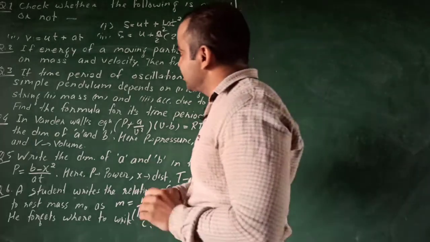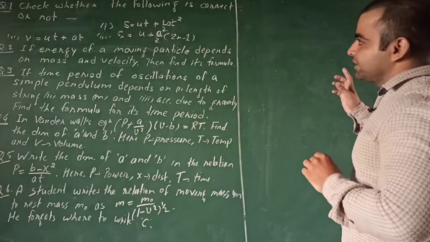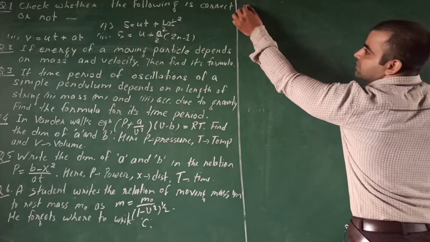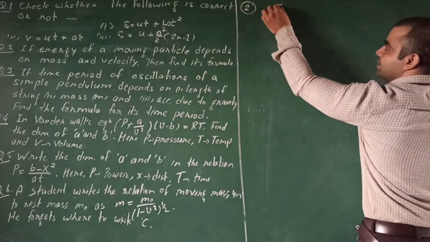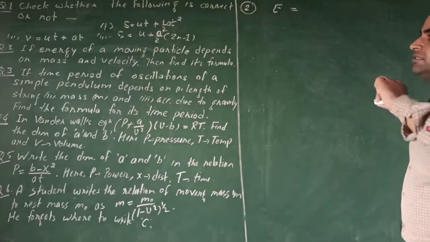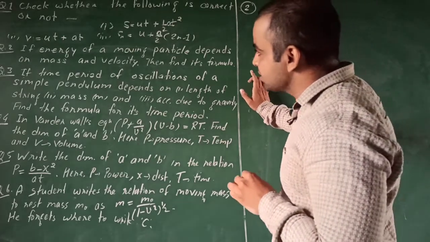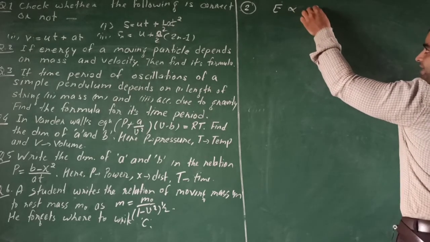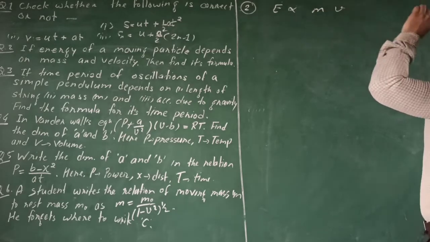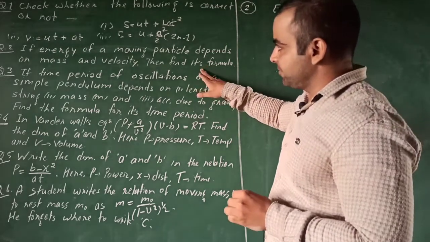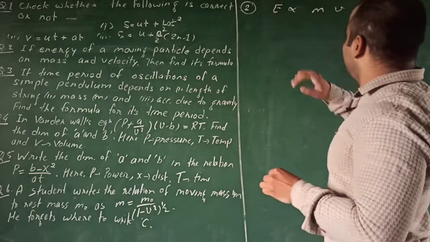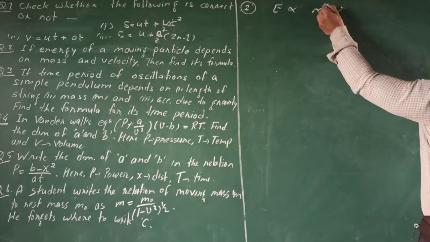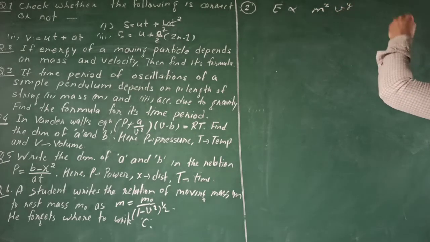So what is the next question? If energy of a moving particle depends on mass and velocity. Okay, question number 2. Energy of a particle is depending on mass and velocity. In the question it is given. Then find its formula. We don't know what the powers will be, so let's assume the powers are x and y.